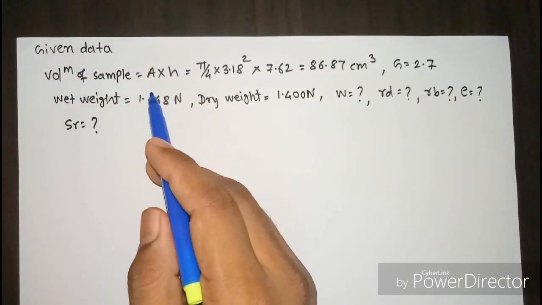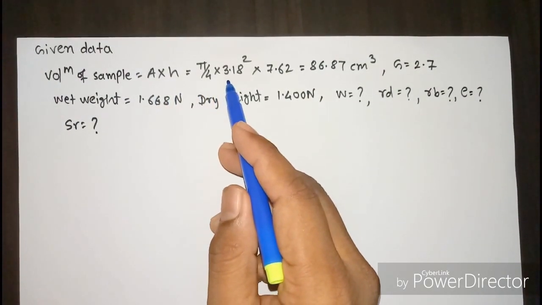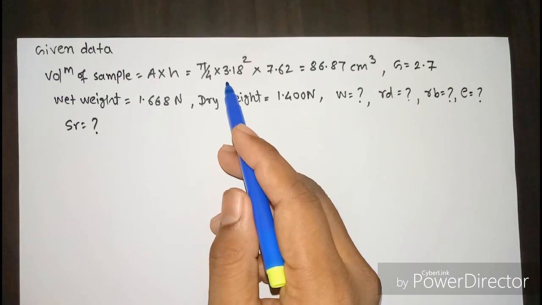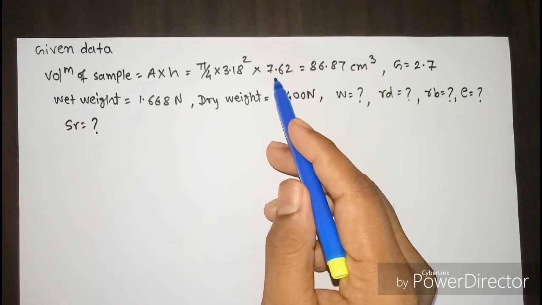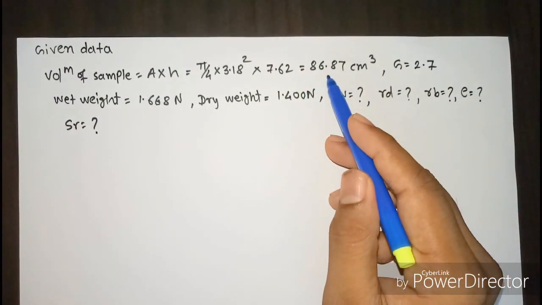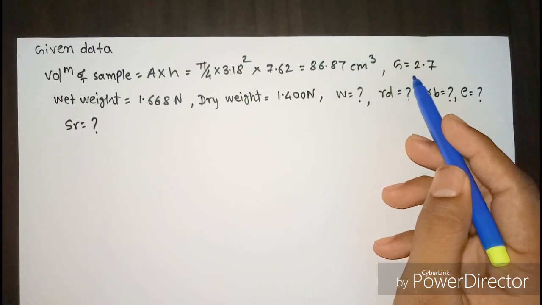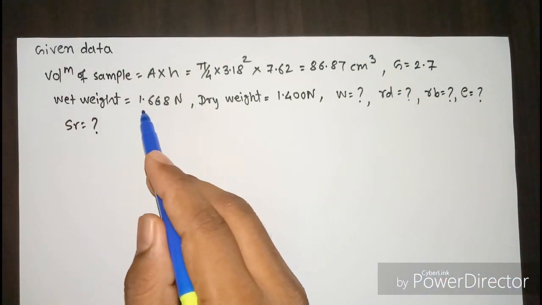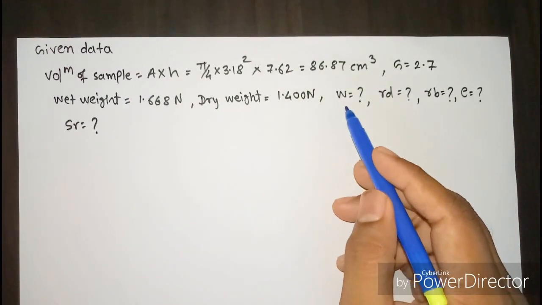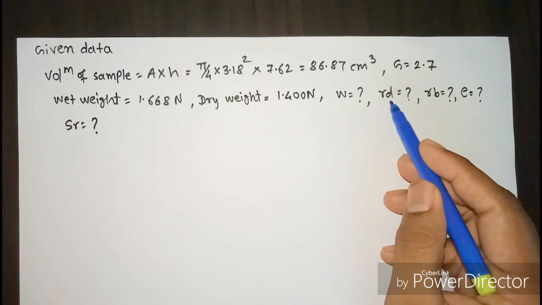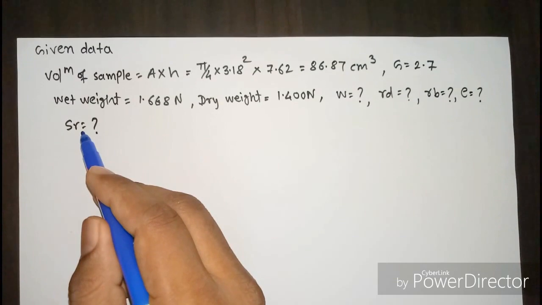Volume of sample is area into height. We know that area is pi by 4 into diameter square. So diameter is given to us 3.81 and height is given to us 7.62 centimeter. So this is the volume of the sample, 86.87 centimeter cube. Specific gravity is given to us 2.7. Weight is 1.668 Newton, dry weight is 1.400 Newton. We have to calculate water content, dry unit weight, bulk unit weight, void ratio and degree of saturation.